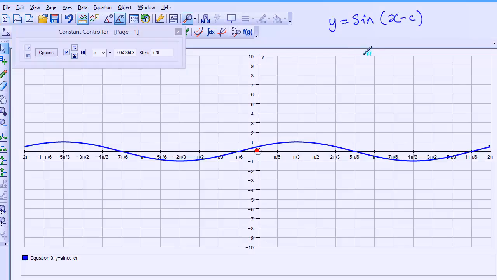So note what we have there is x take away negative pi by 6, so of course we'd write that as x plus pi by 6. So this one would be sine of x plus pi by 6, and it's moved pi by 6 to the left.